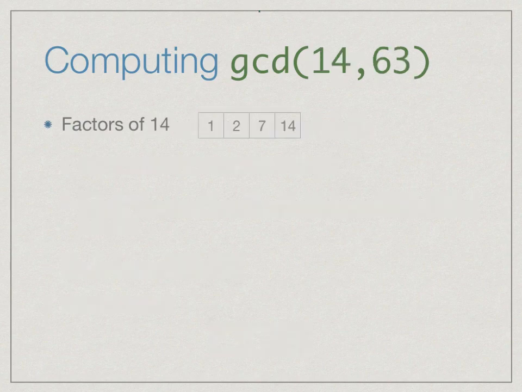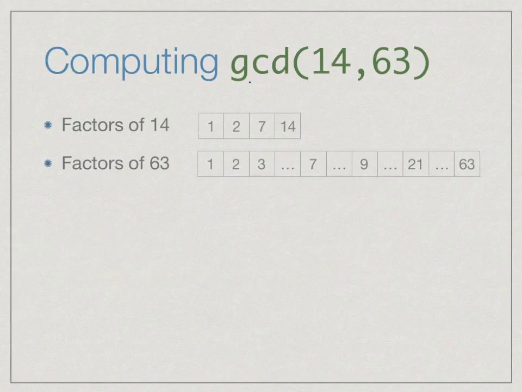So the next step in computing the GCD of 14 and 63 is to compute the factors of 63. In the same way, we write down all the numbers from 1 to 63 and we check which ones divide. So again, we'll find that 1 divides. Here 2 does not divide because 63 is not even. 3 does divide. Then we'll find a bunch of numbers here which don't divide. And then we'll find that 7 divides because 7 nines are 63. Then again 8 does not divide, but 9 does.